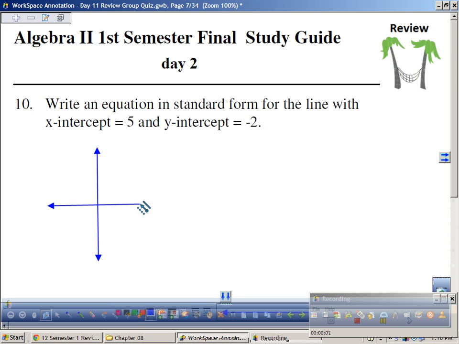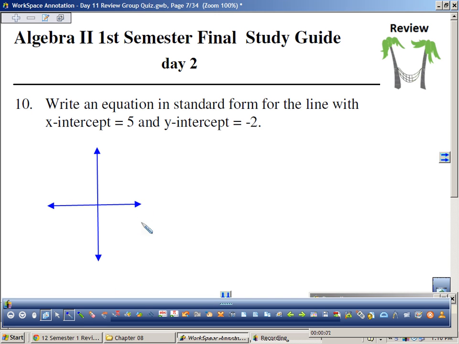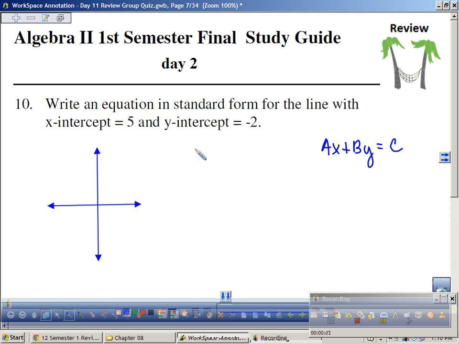Perfect. So he gave me even a little bit more than I actually wanted. So he said standard form is what? AX plus BY equals C. What's the form I know best?